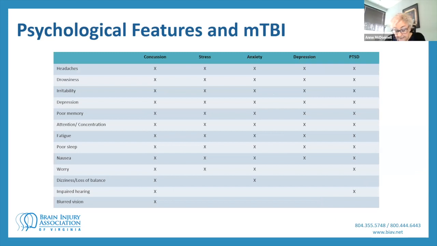So this is a slide that looks a little bit at some of these psychological features and mild TBI. And you can see that in terms of headaches, if you have a concussion or stress or anxiety or PTSD or depression, that's a common feature. Concussion is common with all of these till you get down to worry, and then dizziness or loss of balance, impaired hearing, and blurred vision.